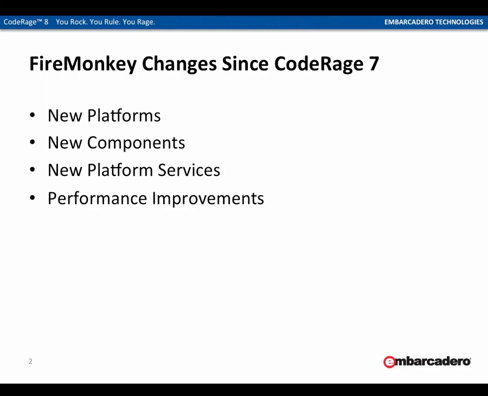We've had two major releases of Rad Studio since the last CodeRage conference. In those two releases, the changes to the FireMonkey framework have been in four major areas. We've added support for new runtime platforms. We've added a bunch of new components. We've implemented a whole bunch of platform services, a lot of them to support the new platforms and the new components. And we've made a whole bunch of performance improvements to the framework. So let's take a look at each of these in a little more detail.